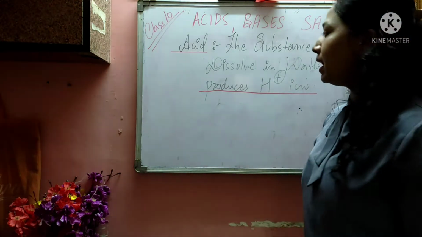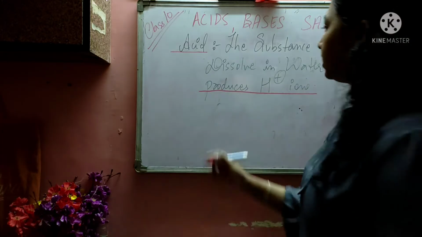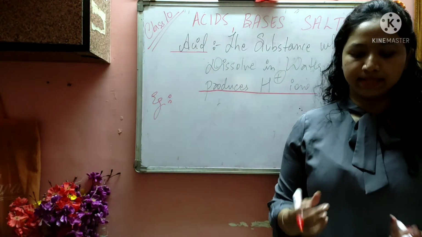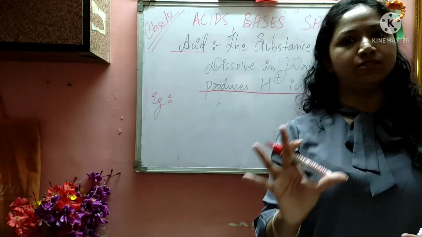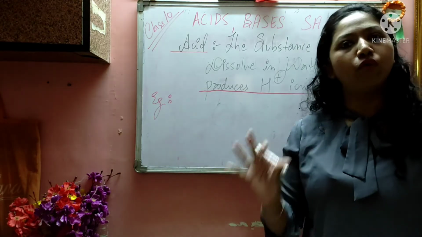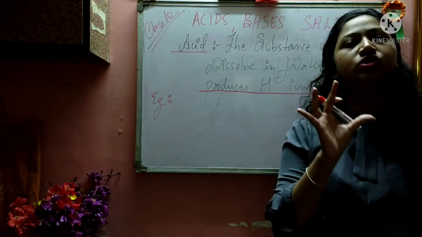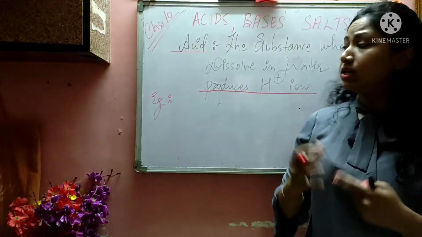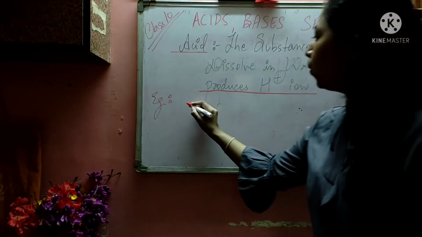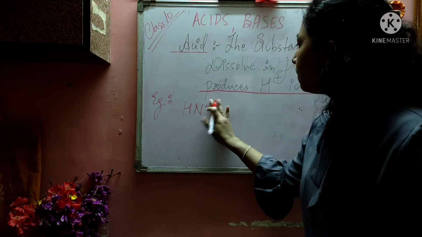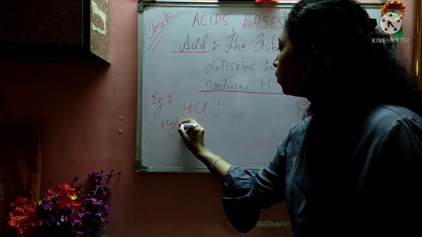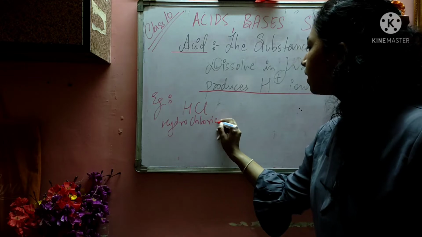Now let's see an example of how the dissociation takes place. Acids like hydrochloric acid, which is HCl, sulfuric acid, which is H2SO4, and nitric acid, which is HNO3. There are various acids. What happens when these get dissociated? Let's talk about hydrochloric acid.